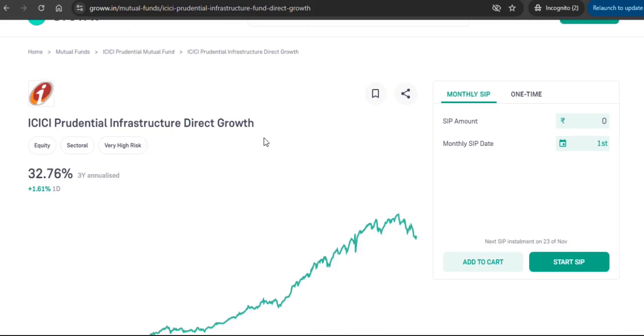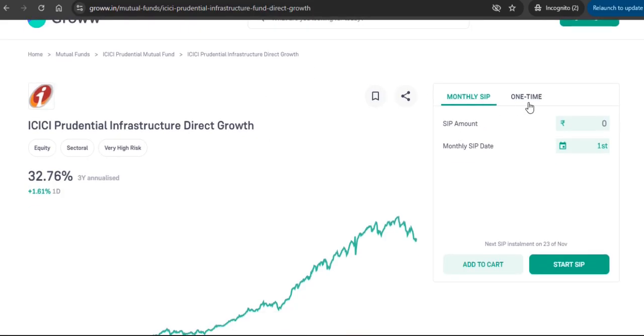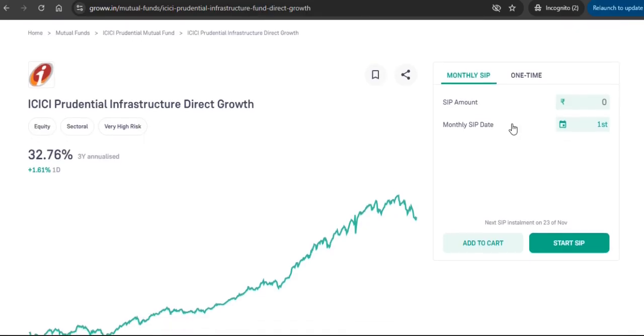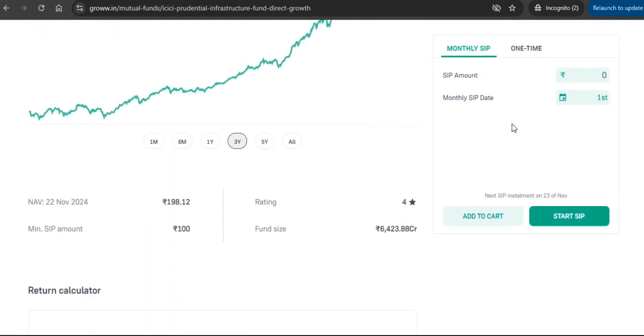Whoever is new and doesn't know anything about mutual funds, and wants to know how a fund is going to perform, can go and search for any mutual fund. On the right side you will see monthly SIP or one time. I will talk in more detail about what SIP, systematic investment plan, is. One time is like a lump sum. This will give you an idea of how much you will get if you invest a certain amount.